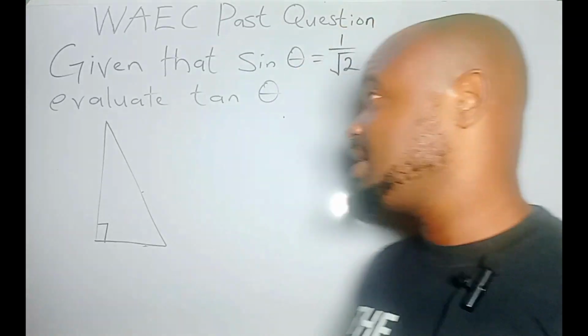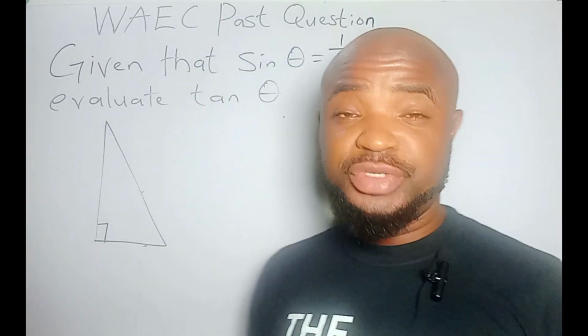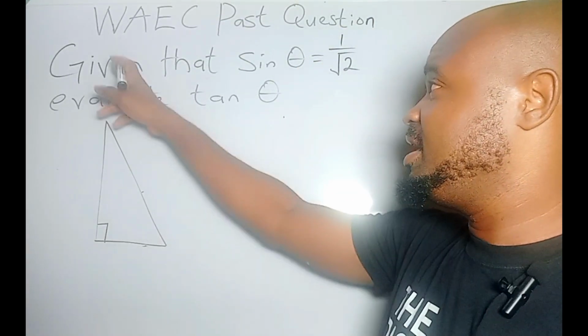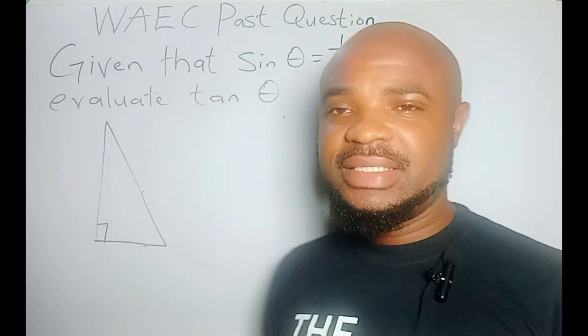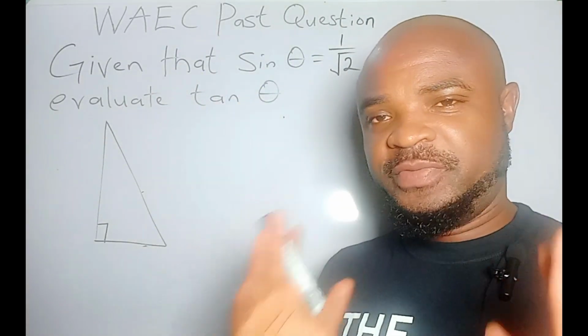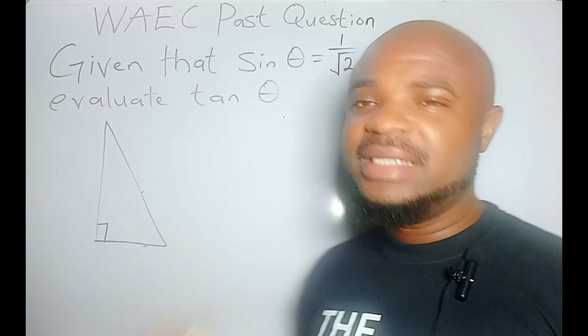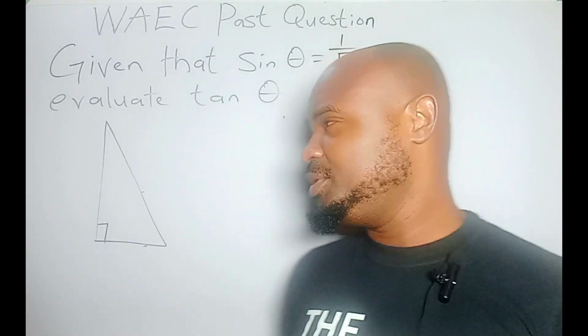Welcome to class. In today's class, we're going to be solving this question on trigonometry, and the question is: given that sine theta equals 1 over root 2, evaluate tan theta. Do not forget we're going to be applying this on a right angled triangle.